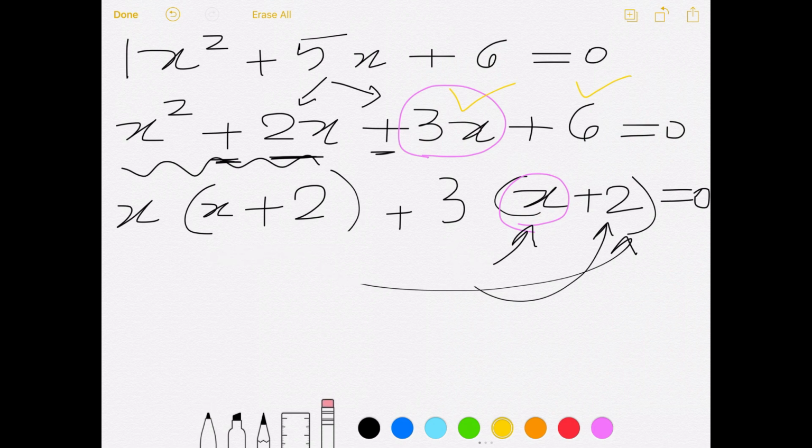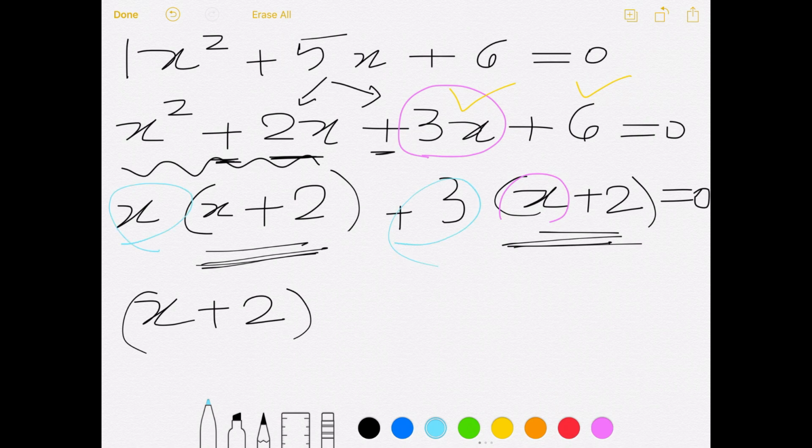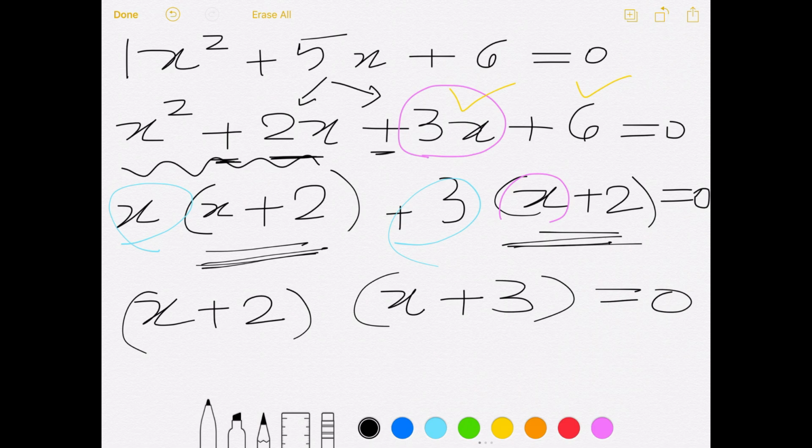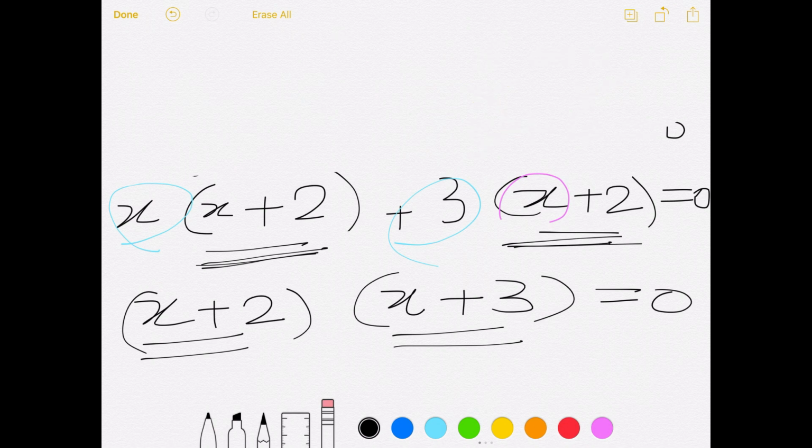Okay, so now moving on to the next step. After taking out the common bracket x plus 2 one time, and the remaining part, that is x and plus 3, in the second bracket, x plus 3 equals 0. Fine. These are the factors now. x plus 2 and x plus 3 are the factors of the given equation. If you want to still find the roots or the solution of this equation, then you have to go one more step further.